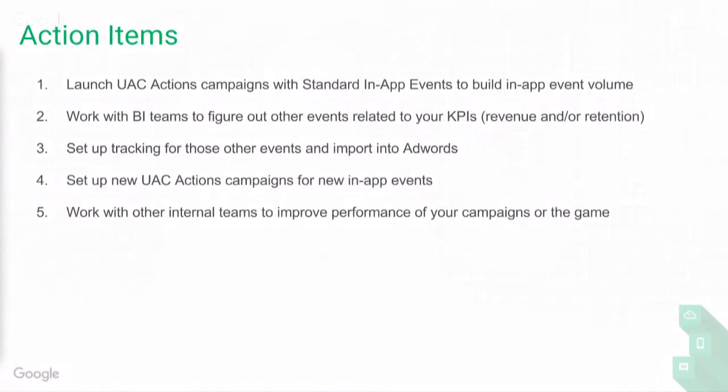UAC Actions, which is the one that allows you to bid on TCPA, even with the standard in-app events. And that's okay, because you actually want to start getting experience with how some of these campaigns that optimize towards events optimize towards users doing these in-app events, just so you can get your feet wet basically with understanding, hey, do I have the right bids? Do I have the right budgets? Do I have the right creatives, etc.